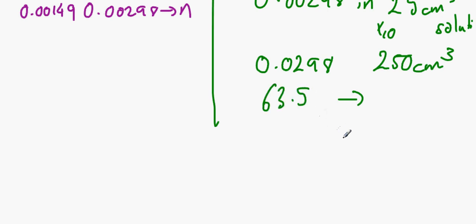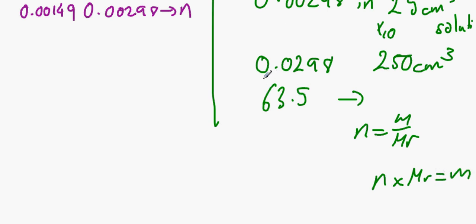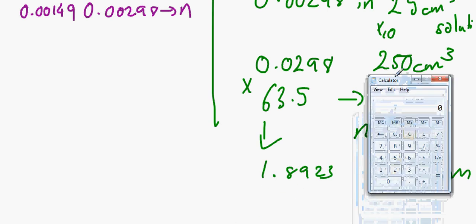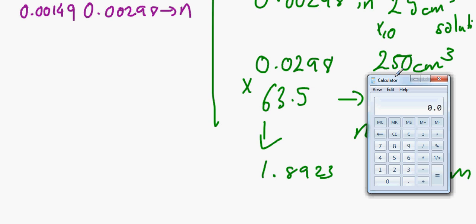And using n equals m over MR and rearranging it to be n times MR equals m, we can find out what the mass is by multiplying this together to make, what does it make? 1.8923. Let me just double check that. I like to double check stuff. So it'd be 0.0298 times 63.5. So this is the amount of copper in the brass.